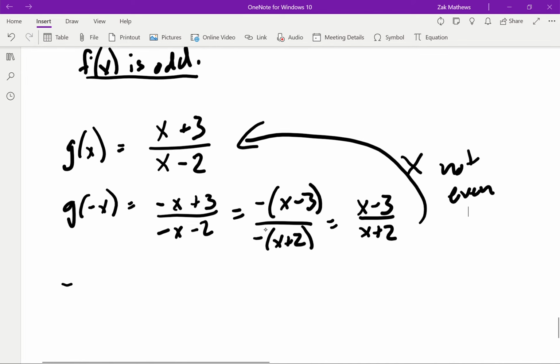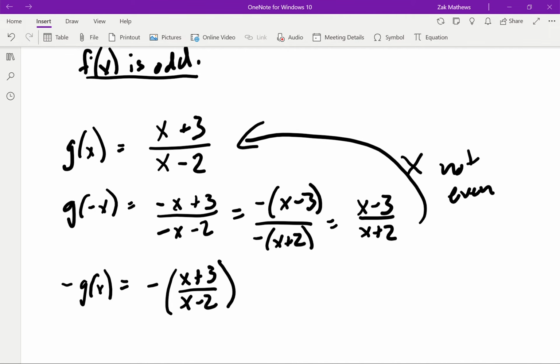If I put a negative in front of the fraction, here we have the option of where to distribute that negative. We can distribute it across the top, like so. We could have also distributed across the bottom, like so. So both of these are equivalent.